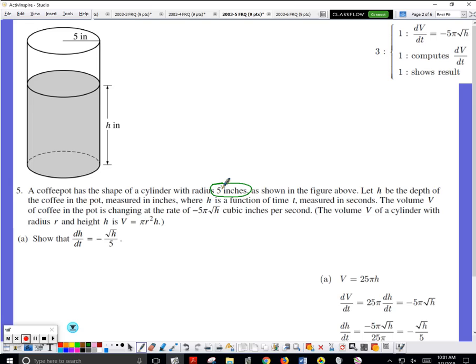Okay, coffee pot is the shape of a cylinder with radius 5 inches as shown above. Good. H is the depth of the coffee in the pot, measured in inches. I want to take note of units. Where H is a function of time measured in seconds. Is the value of H changing or constant?